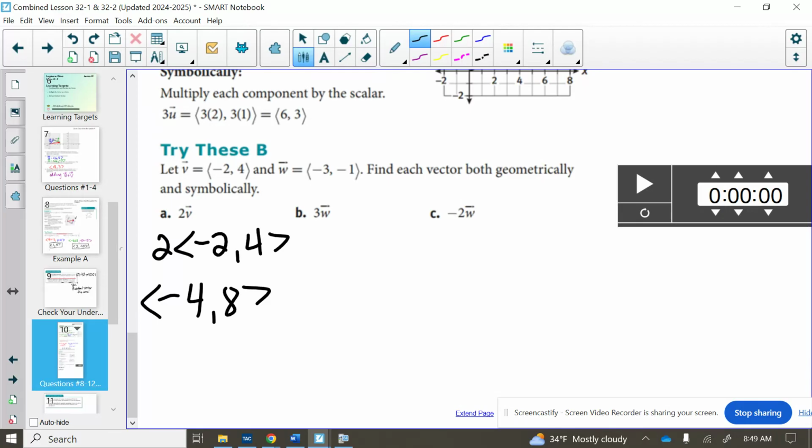Or maybe you are distributing through vector w a negative 2. So you're not only taking the additive inverse, but you're also expanding it by 2. So you end up with 6, 2 as your resulting vector on that one.